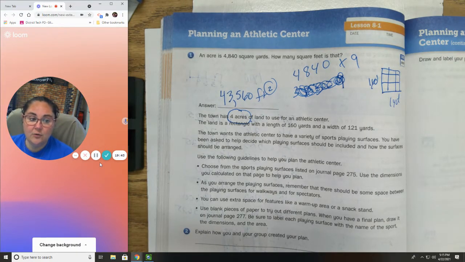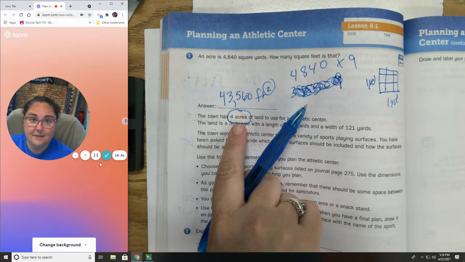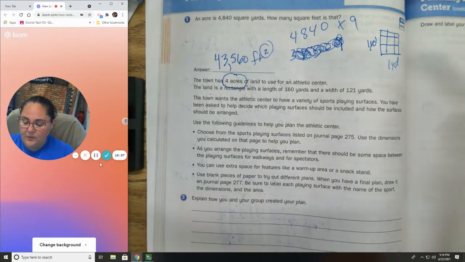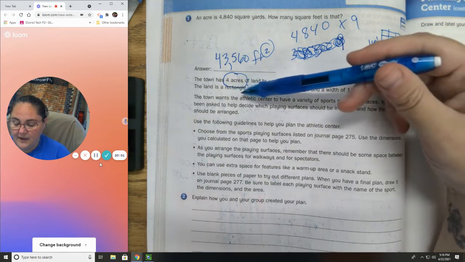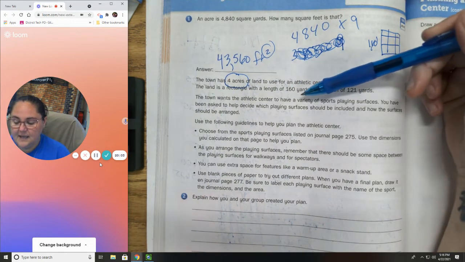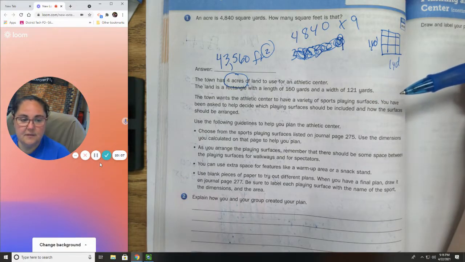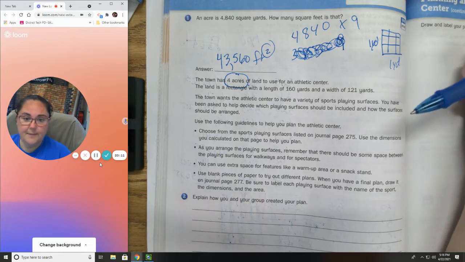But my town has 4 acres of land. It's a lot of land. Now, the way this question works is it's going to give you a lot of information. So it says the town has 4 acres of land. It tells you it's a rectangle. It's 160 yards by 121 yards. Great. They want to have a variety of athletics. Absolutely.